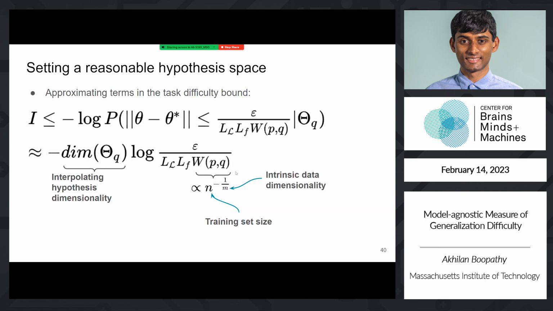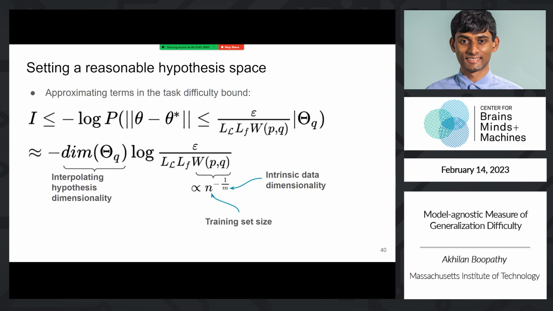And then the final approximation we're going to make is on WPQ, which recall is the distance between the training and test distributions. It'll turn out that this distance scales as n to the -1 over m. Intuitively, this is because if we have more and more training points, then we're going to more densely cover the support of the distribution that we're sampling from. And so the distance between the training and test distributions is going to be closer together. That makes sense because if we increase n, because of the negative sign in the exponent, WPQ will go down.